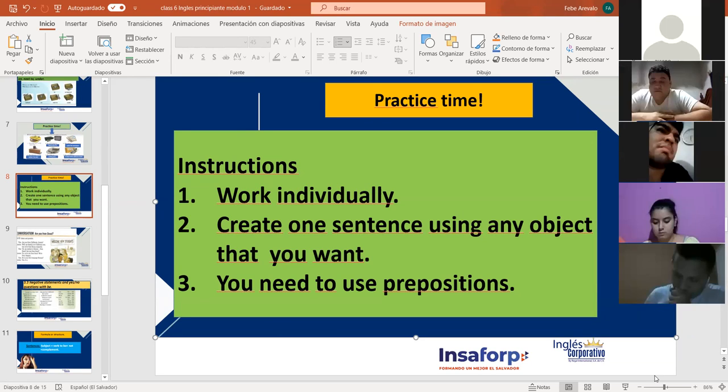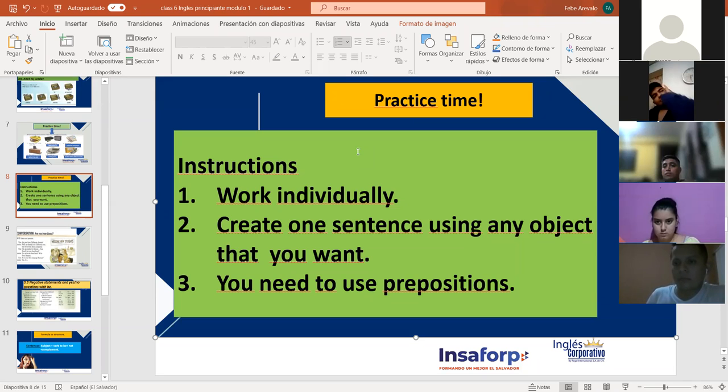Let's see. Francisco Machado. No sé si está bien, pero si no me corrige. Your brother is next to the school. Right, your brother is next to the school. ¿Así? Sí. All right, excellent. Sí, está bien. No hay ningún problema. That's okay. Okay. Let me see.